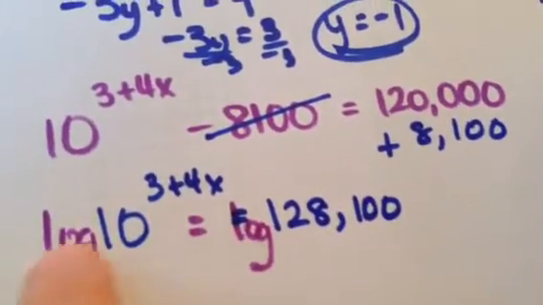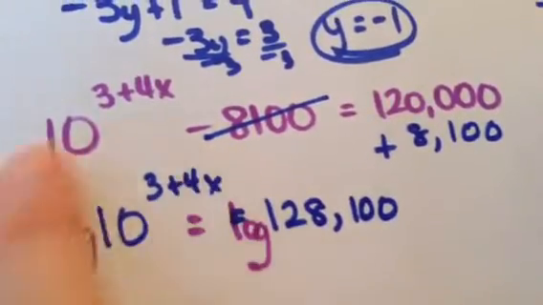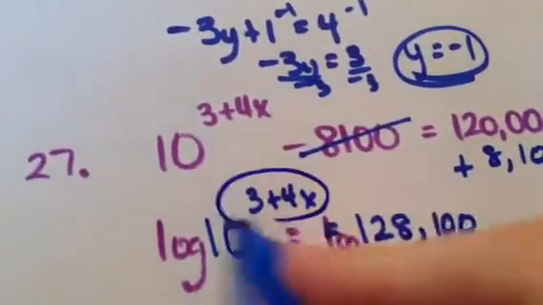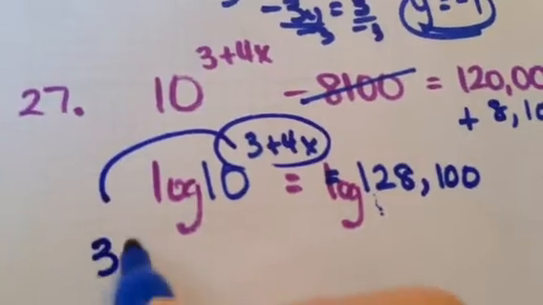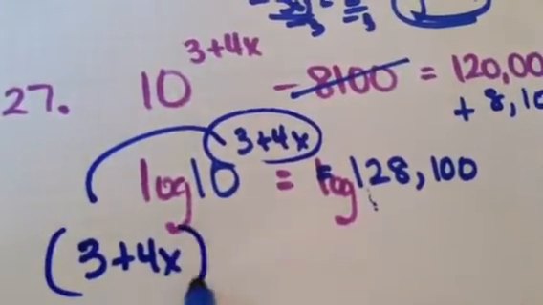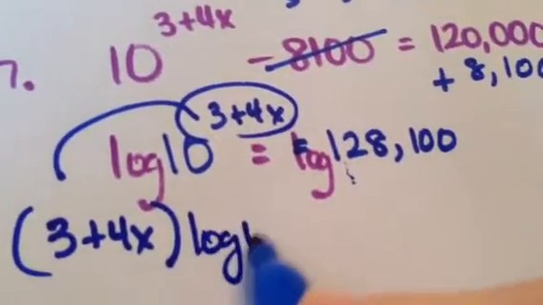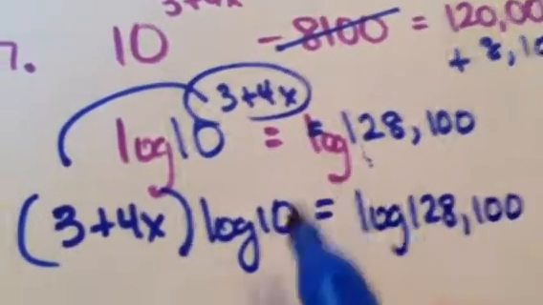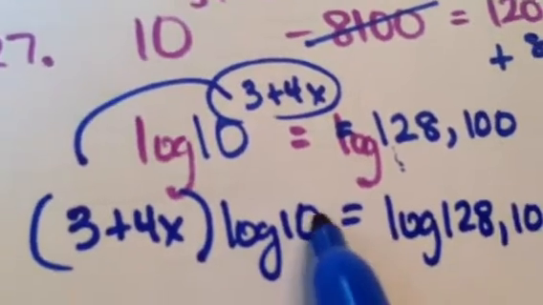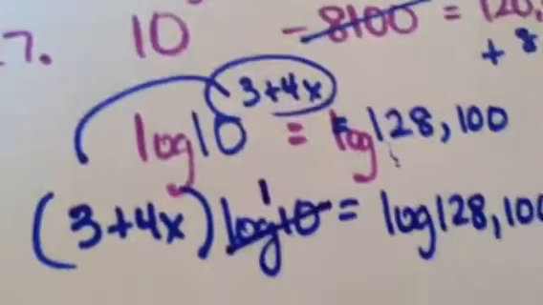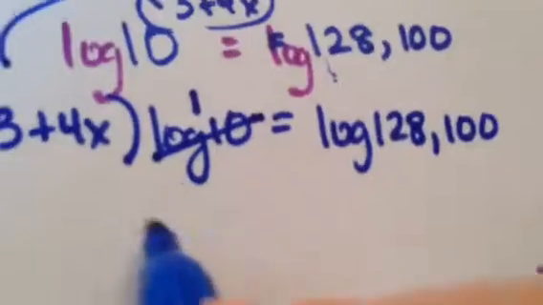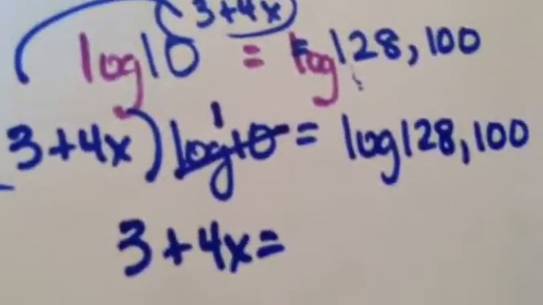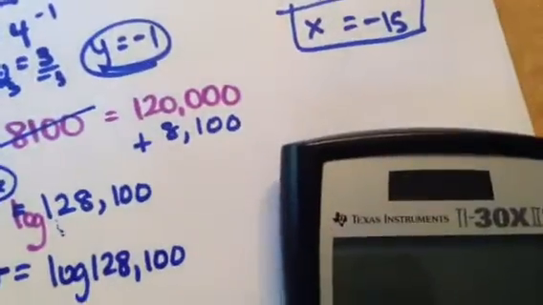The reason you do that, once you take the log, you can bring this exponent out front. So this exponent right here comes out front. So I have this 3 plus 4x, I'm going to put that in parentheses, times the log of 10 equals the log of 128,100. The log of 10, if you don't realize it, hit it in your calculator, is 1. So I love that. So I've got 3 plus 4x equals, and I'm going to come over here to my calculator, and I'm going to hit this in.